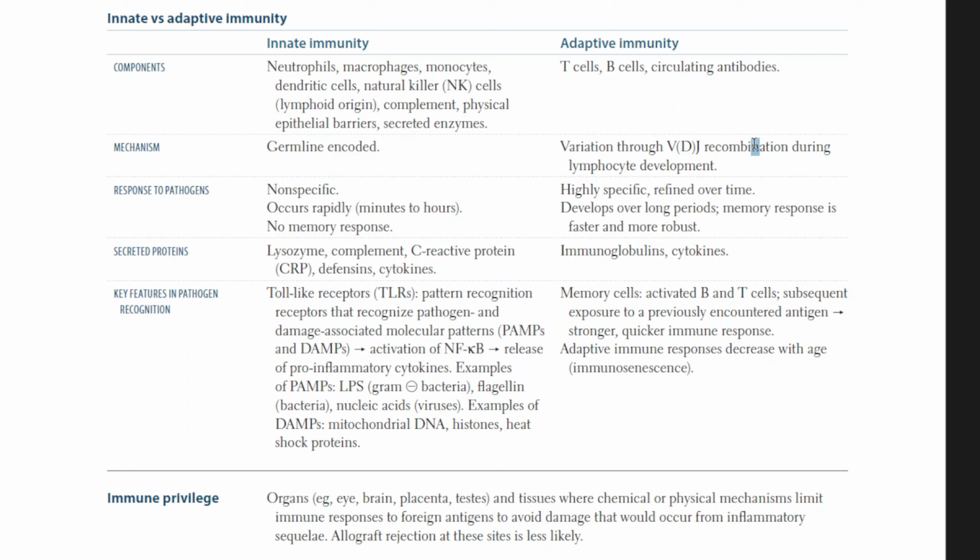If you don't have this process right, you won't have immunoglobulins, and you're going to have a whole bunch of diseases that we're going to read about later.